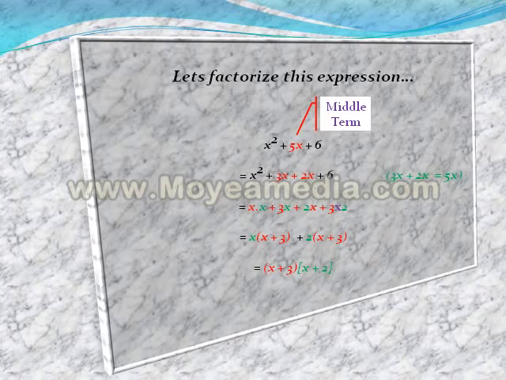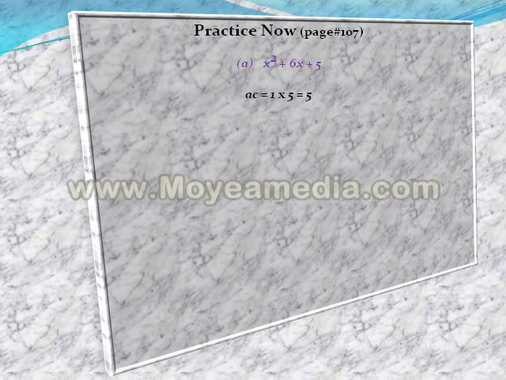And we will do some more examples so that you get familiar with these things. So let's see what comes next. Now I took, as usual, a practice now, and this practice now you can find in your book, book 2, page number 107.